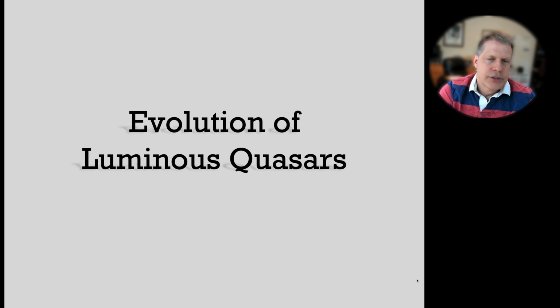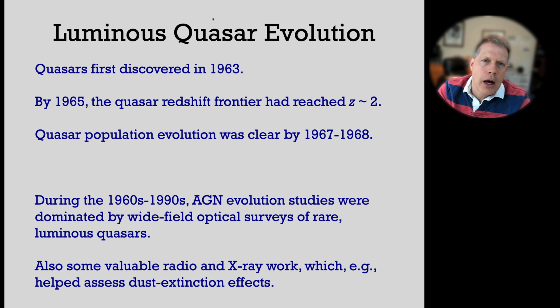Okay, so I will start our detailed discussion of AGN evolution by talking about the evolution of luminous quasars. These are the most luminous AGNs in the universe, ones that are so luminous that you can see them without enormous trouble, at least with modern technology, out to very high redshifts. So I'll just start with a brief history of luminous quasar evolution.